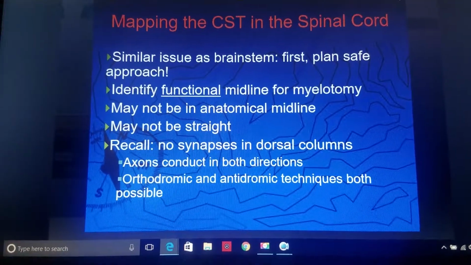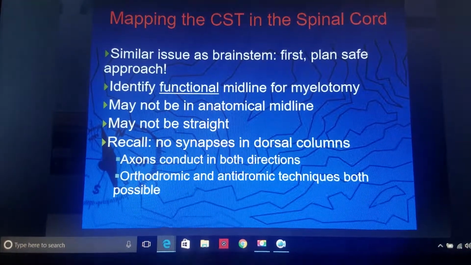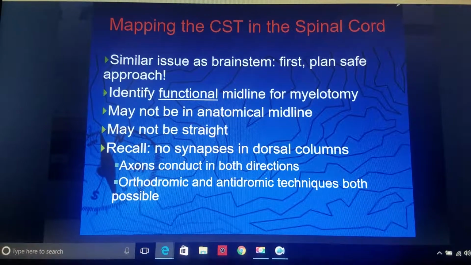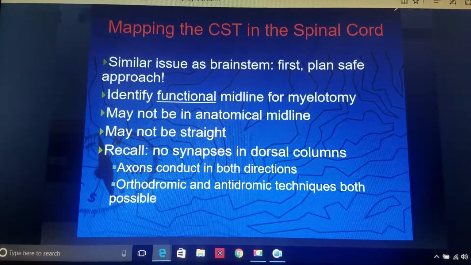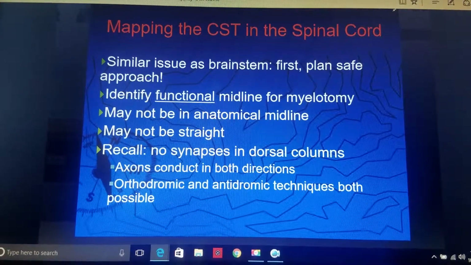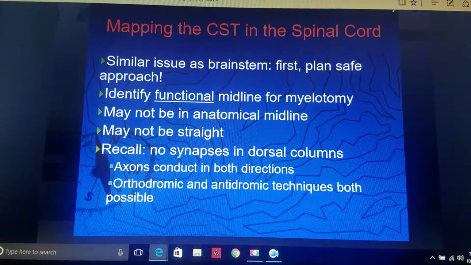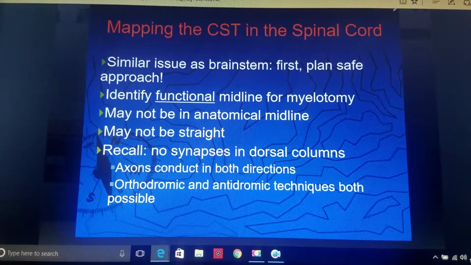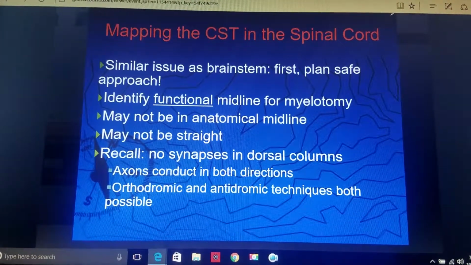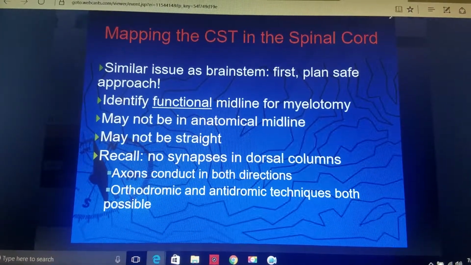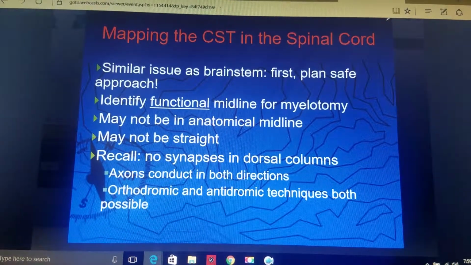You first have to plan a safe approach. Assuming that the tumor is an intramedullary tumor within the spinal cord, you've got to get inside the spinal cord, and so you have to do a midline myelotomy, and you want to go through the functional midline, not the anatomical midline, because they may not be in the same place, and the anatomical midline may not be straight. So, remembering our anatomy, the dorsal columns don't synapse anywhere in the spinal cord. The first synapse from the big toe is in the brain.